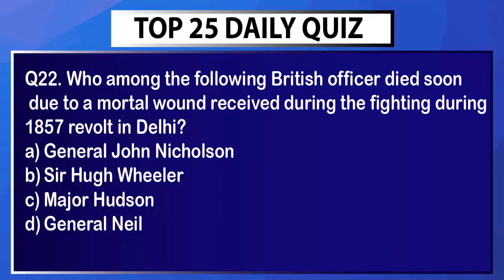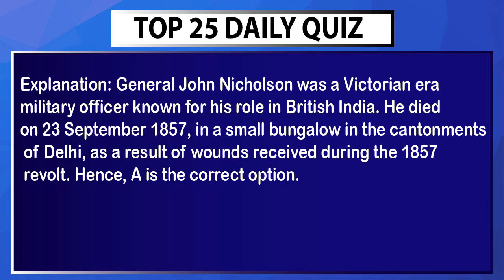General John Nicholson. Explanation: General John Nicholson was a Victorian-era military officer known for his role in British India. He died on 23 September 1857 in a small bungalow in the cantonment of Delhi as a result of wounds received during the 1857 revolt. Hence, A is the correct option.